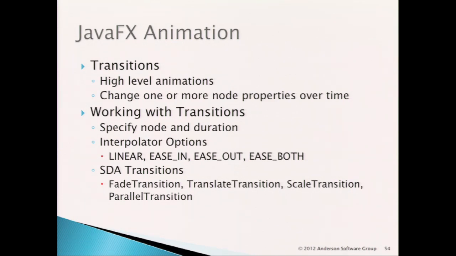When you work with a transition in JavaFX, you specify a specific node and a duration. And then you use interpolator options, where your choices are these here. Linear is the default, and that means the animation is applied at a constant rate. Ease in is where it's slower at the beginning, and ease out is where it's slower at the end. And if you say ease both, then you get animations slower on both ends.